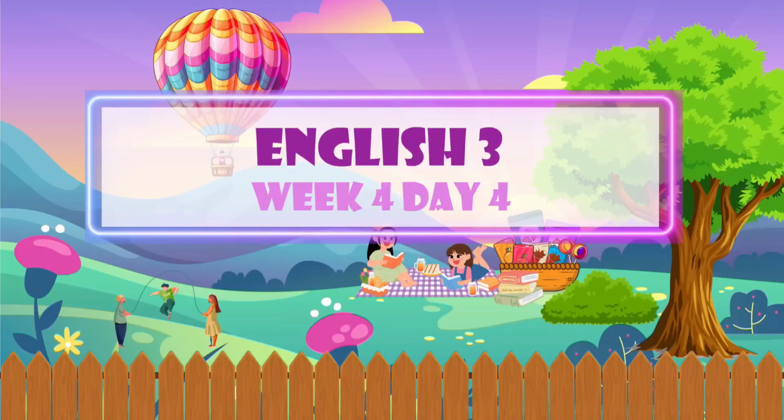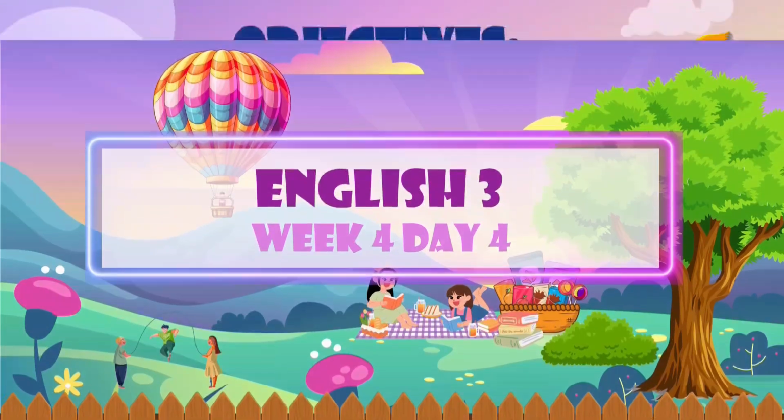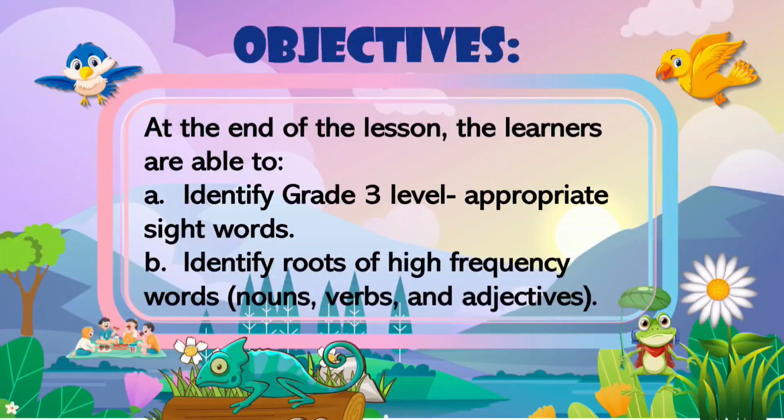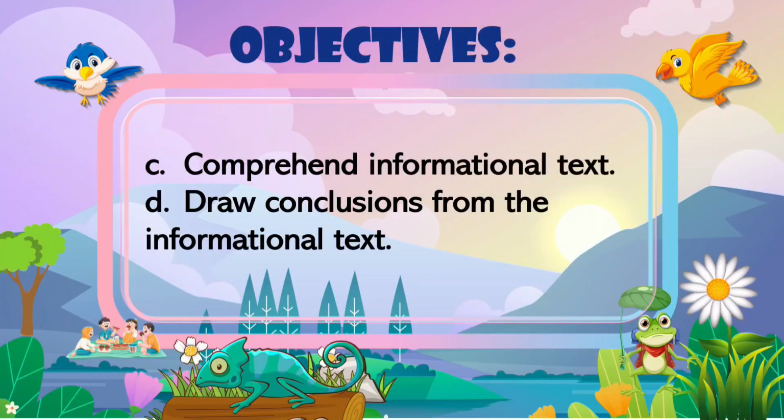English, Grade 3, Quarter 1, Week 4, Day 4. Objectives. At the end of the lesson, the learners are able to identify Grade 3 level appropriate sight words and identify roots of high-frequency words like nouns, verbs, and adjectives. Comprehend informational text and draw conclusions from the informational text.